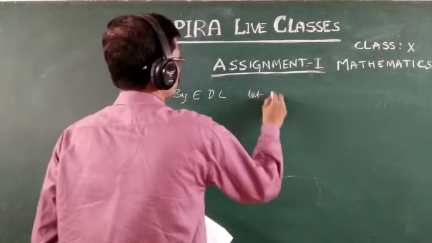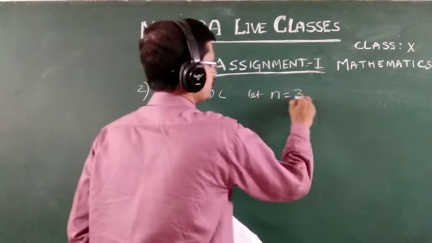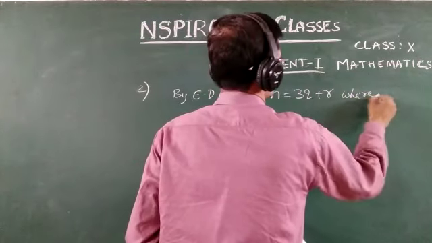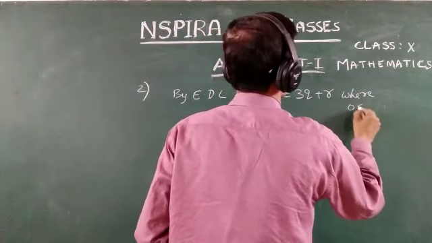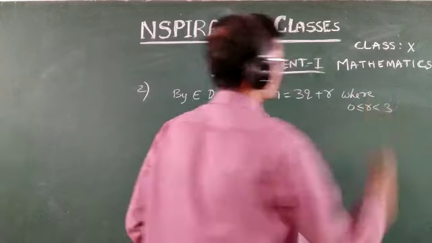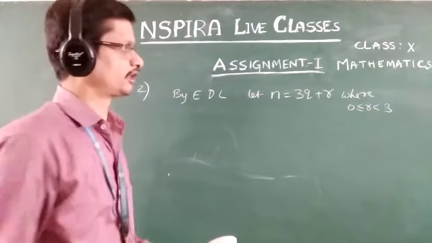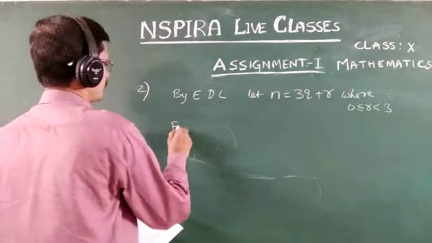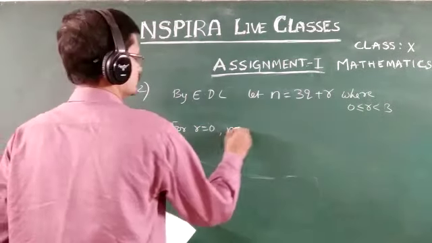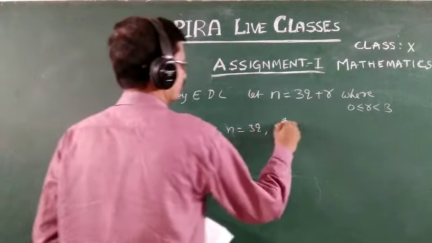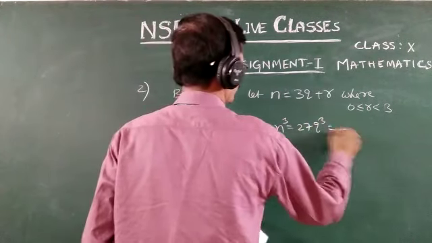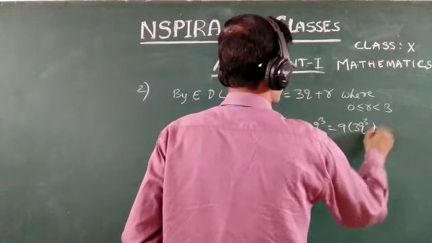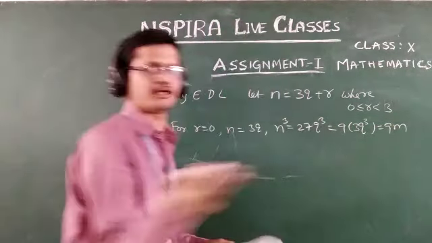let n is equal to 3q plus r, where 0 is less than or equal to r, less than 3. Now, for r is equal to 0, n is equal to 3q, n cube is equal to 27q cube. This can be written as 9 into 3q cube, nothing but 9m for some m.